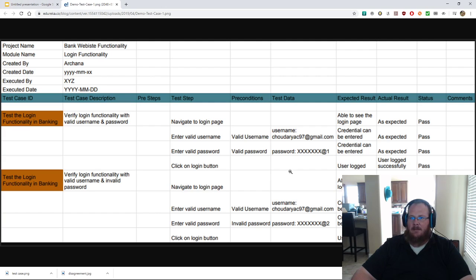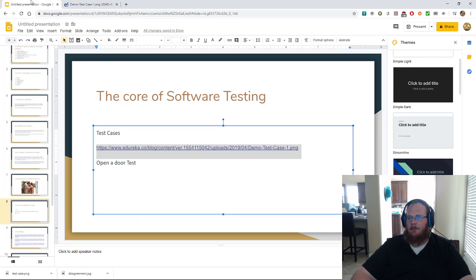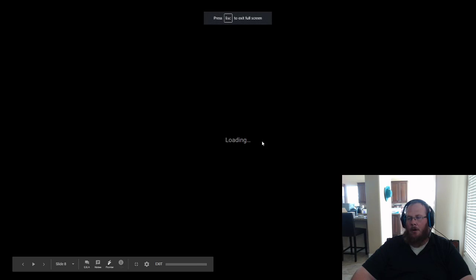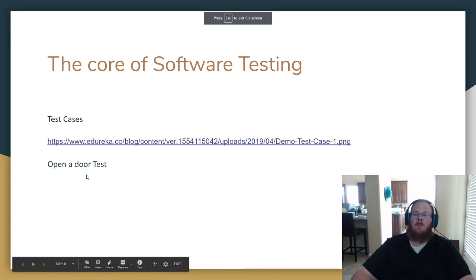And so this is just an example of a couple of test cases, I guess. But they're supposed to be kind of step-by-step scenarios. So we're going to come back over to here, and I'm going to present again. Hopefully it doesn't go all the way back to the beginning. Okay. Open a door test.